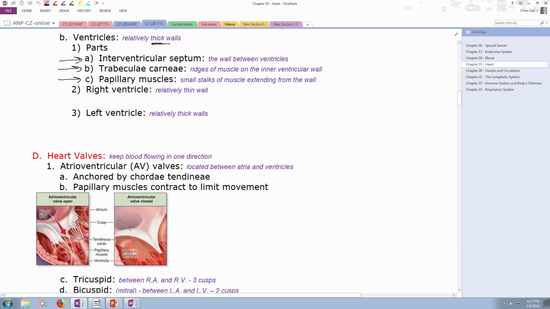When we take a look at the right ventricle and compare it to the left ventricle, its wall is thin in comparison to the left. And the right ventricle will have an artery leaving it, and that artery is called the pulmonary trunk. And that is going to send used blood to our lungs for oxygenation.